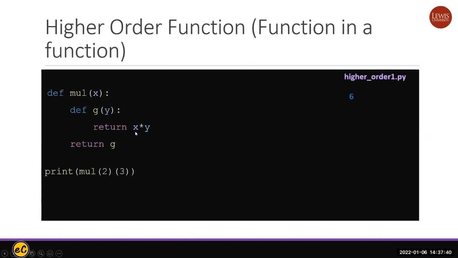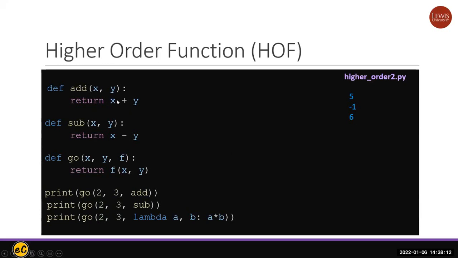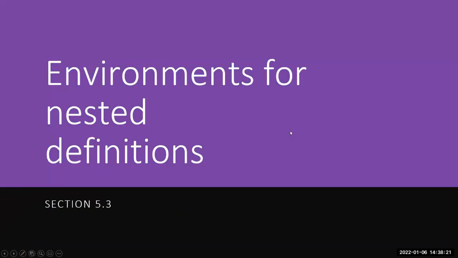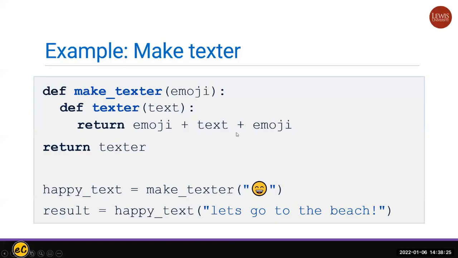So you define a function, and you return x and y, okay? And you return a g function. So you do multiply 2 and 3. When you do multiply 2, that will return a g function. This g function will take a parameter y and you multiply it with the x you have. That will give you 6, the value of your function. So this one is a so-called higher order function. We can create a plus function, a minus function, and choose different functions. That's a higher order function.